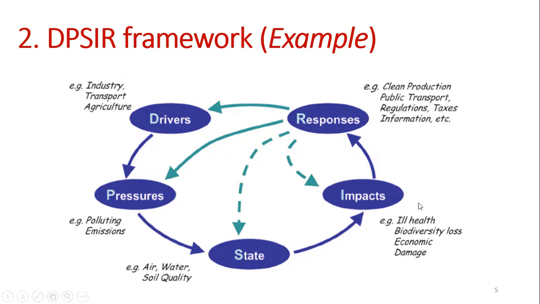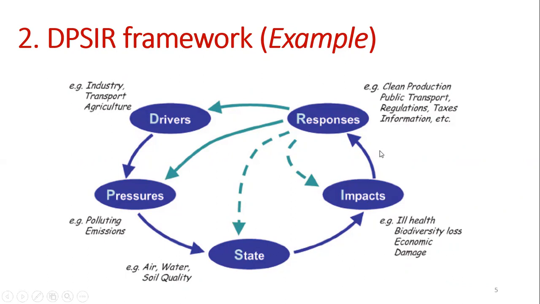When we look at the state, we can see that the state basically describes the soil, water, and quality. So the state, due to these activities, can be affected, and it can have an impact on the state. So the pollution here, the emission of pollution, affects the state, causing biodiversity losses or economic damage. And what is the response?